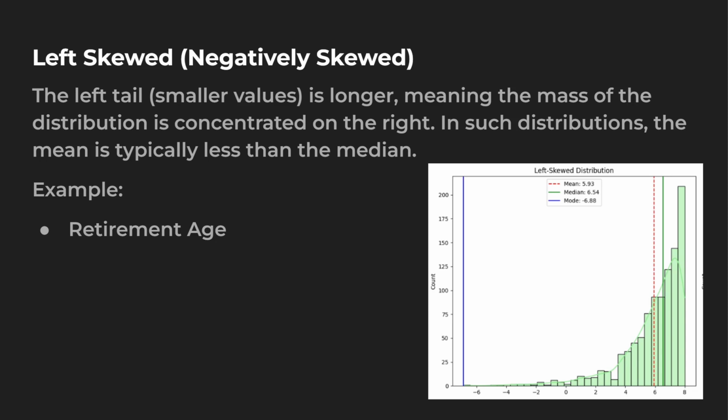But regardless, people retire young, and a lot more people retire later in life, 60s, 70s, since some people have to retire all the way in their 80s. They don't have the luxury of retiring early. And that's an example of a negatively skewed one.